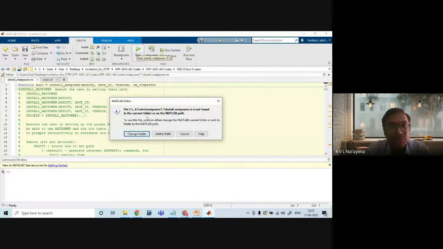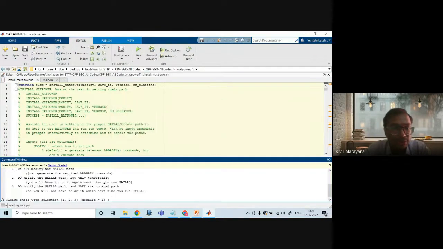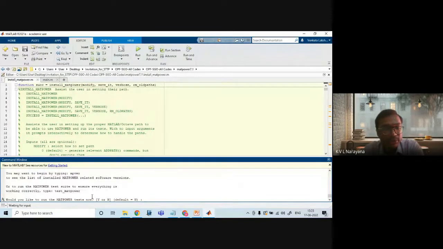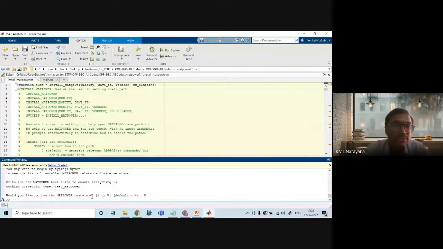When you execute, it will prompt you to change the folder. Just write change folder and please enter your selection, which is the default 2, do modify the MATLAB path. So enter 2 and hit any key so that it will be installed. MATPOWER is a must to run these programs because the IEEE 30 bus has a lot of data.